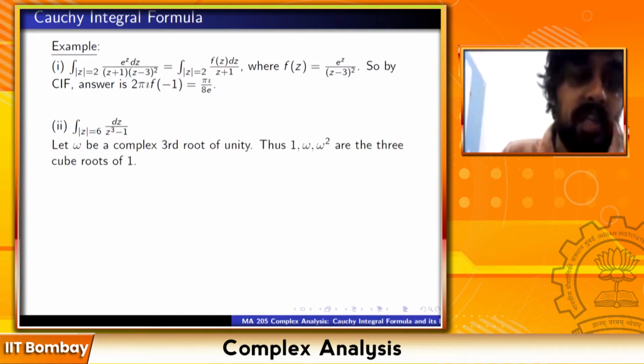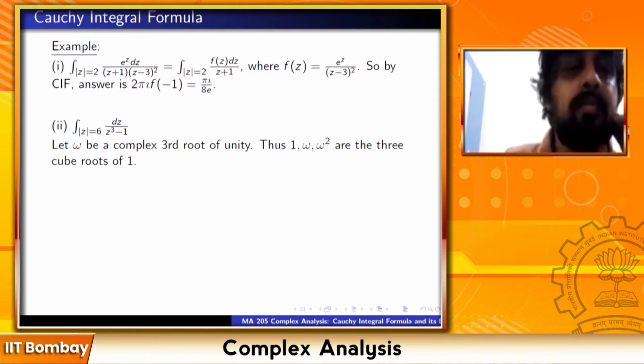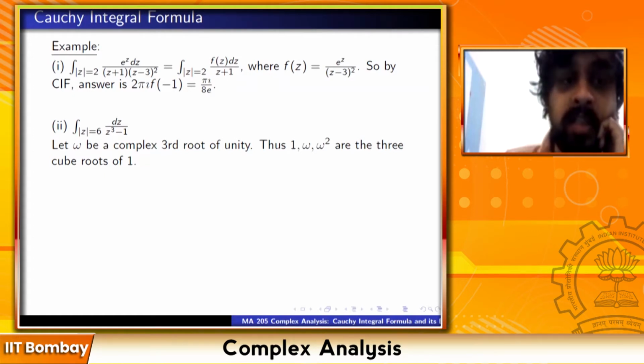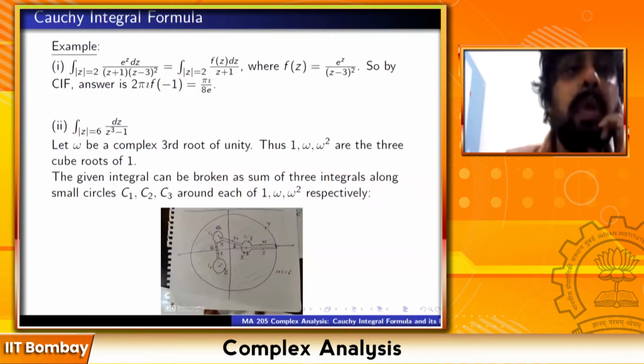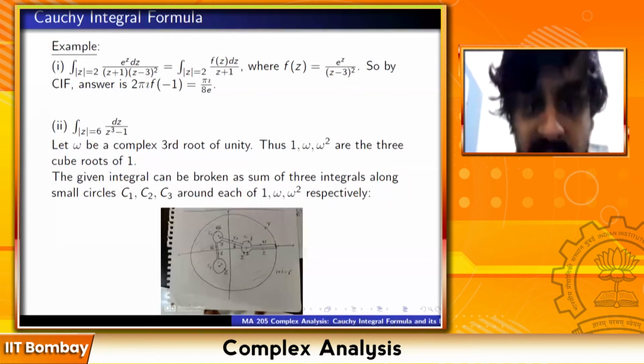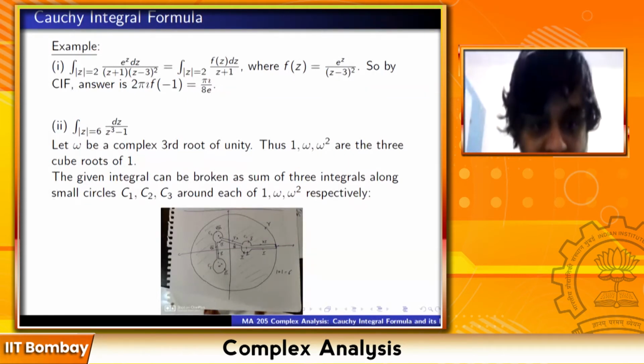So naturally we would like to factorize z cube minus 1. How do you factorize it? Let omega be a complex cube root of unity. So 1, omega, omega square are the 3 cube roots of 1. z cube minus 1 now gets factorized as (z minus 1) times (z minus omega) times (z minus omega square). Now the given integral can be broken up as the sum of 3 integrals along 3 circles C1, C2, C3 around 1, omega, omega square respectively. So we are going to play the same trick that we played a few minutes back.